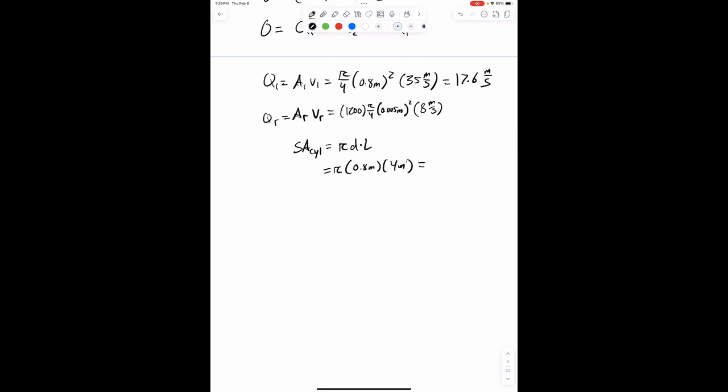And this is pi times 0.8 times 4 meters. That is 10.05 square meters. And it's 1,200 holes per square meter. So we have to multiply this value by your surface area of a cylinder.